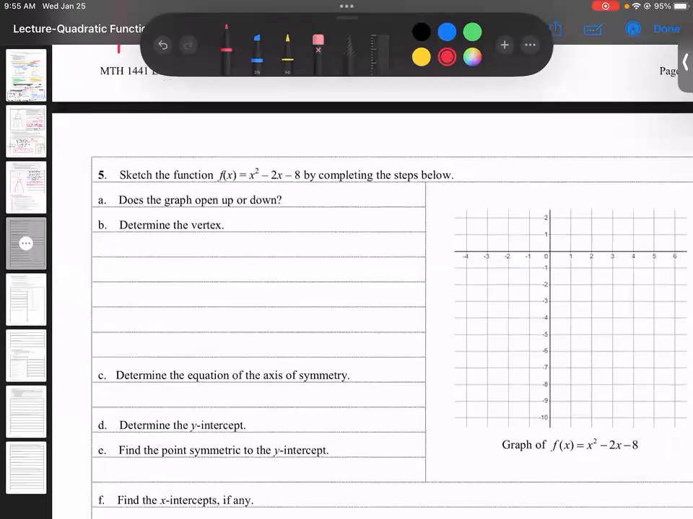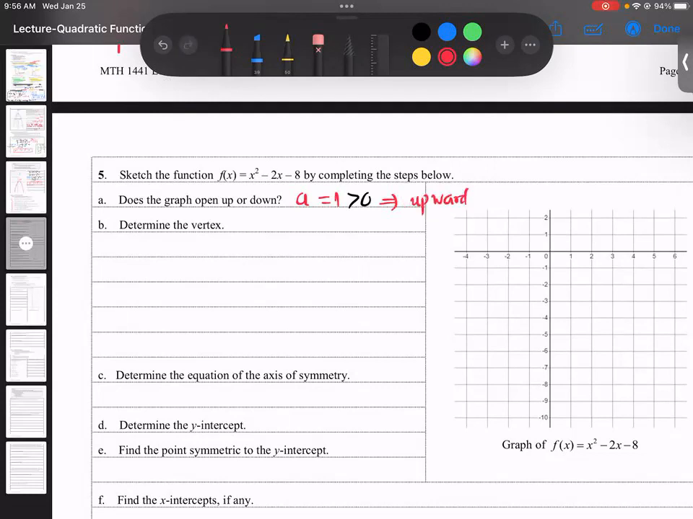Does the graph open up or down? Up, because a is 1, a is equal to 1, so that's positive. That implies it opens up. What do you say, upward?